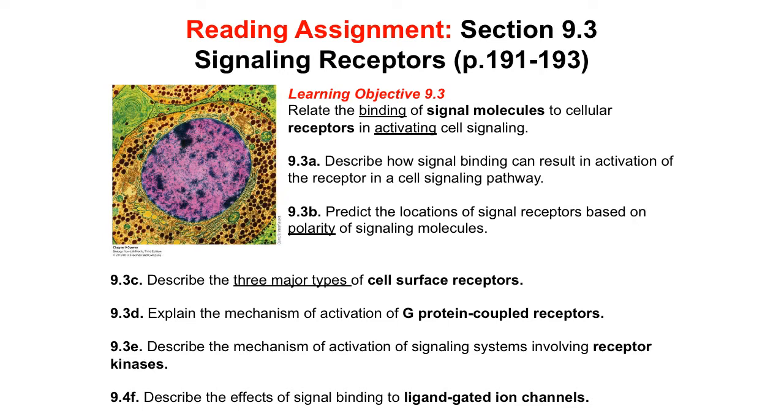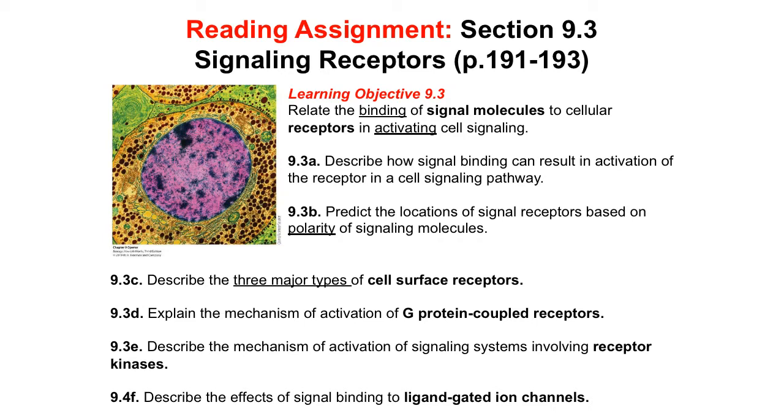So your reading assignment for this section is section 9.3 on signaling receptors, which is found in pages 191 to 193 of your textbooks. So signaling receptors are proteins that receive and interpret information that are carried by signaling molecules. Here we will see how signaling molecules bind to and activate cell surface and intracellular receptors to carry messages inside the cell. Before we look closely into the process, please take note of the following learning objectives.